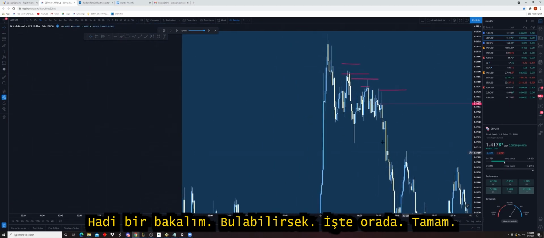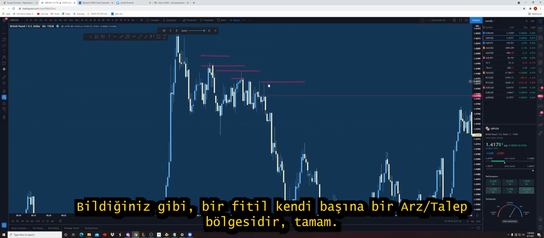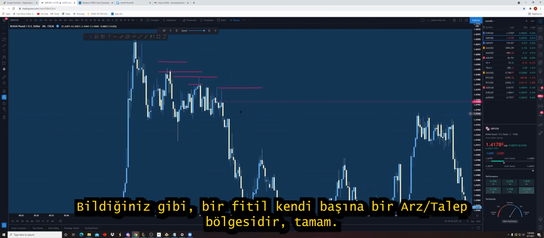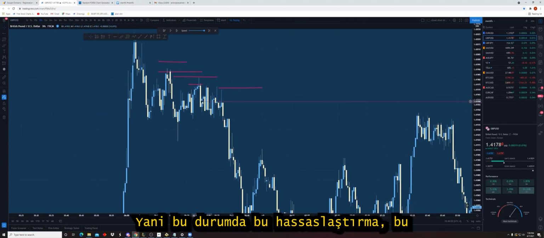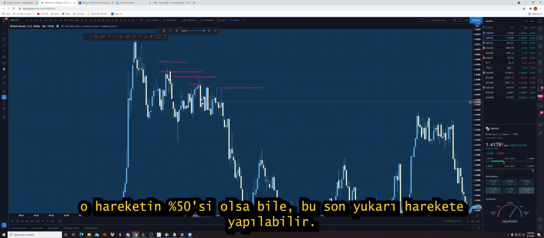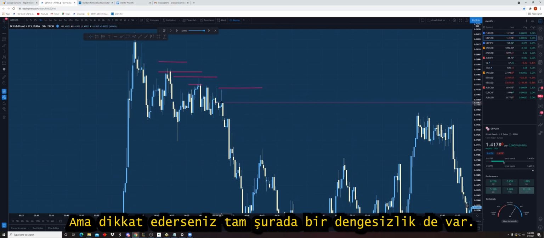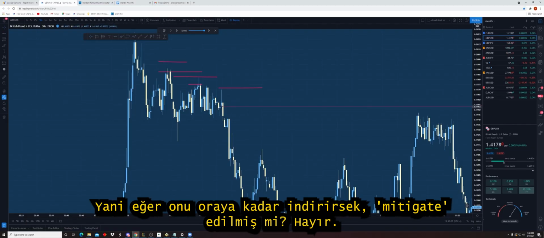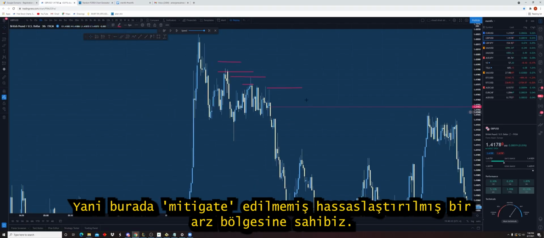There it is. Okay. So as you all know, a wick is its own supply and demand zone. So in this case, this refinement, even though this is the 50% of that move, can be made to this last up move. But if you notice, there's also an imbalance right here. So if we move it down to there, has it been mitigated? No. So here we have a refined, unmitigated supply zone.